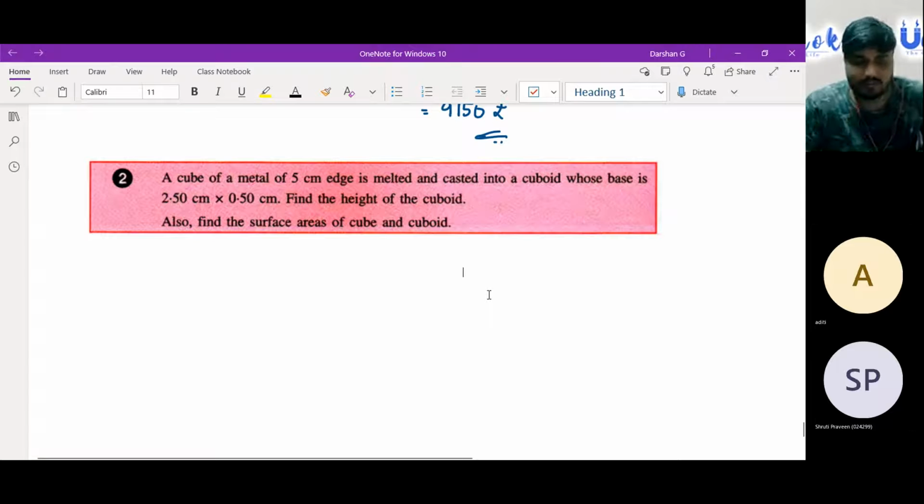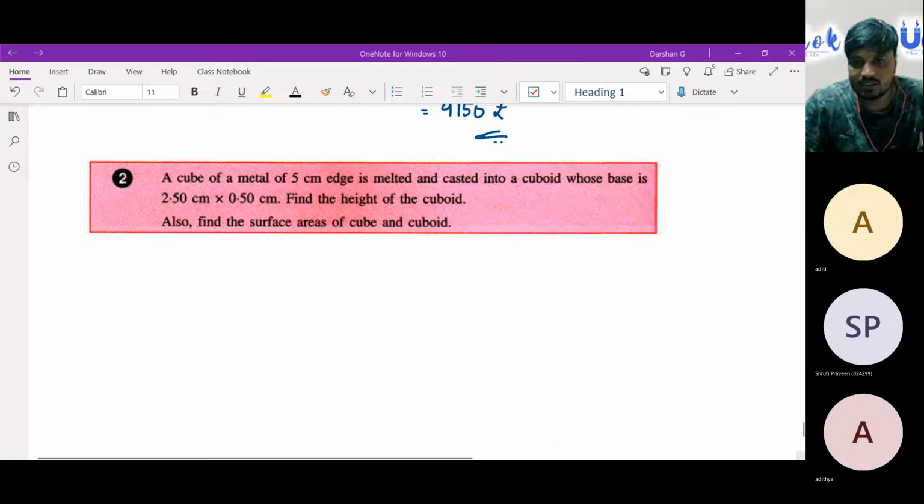So we have studied in the previous class the volume of a cube and volume of cuboid. So same thing we are going to use, and then we are going to do this question, after which we are finding the surface area of a cube and cuboid. Okay, both Shruti and Aditi start doing this question. I'll give you 2 minutes. Try and finish this question.